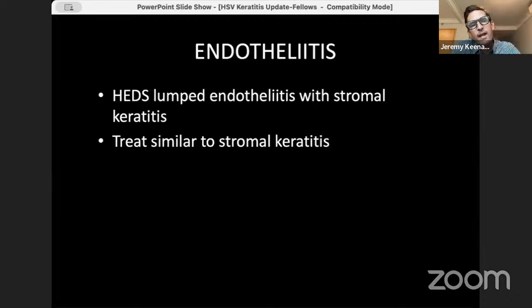And then for endotheliitis, really the HEADS trials lumped endotheliitis in with stromal keratitis, and we can approach this similarly. Like I said, there is live virus with endotheliitis, so you definitely want to treat with an antiviral, but there's also inflammation, there's edema, so we do treat with topical steroids as well. And we manage it very similarly to stromal keratitis.